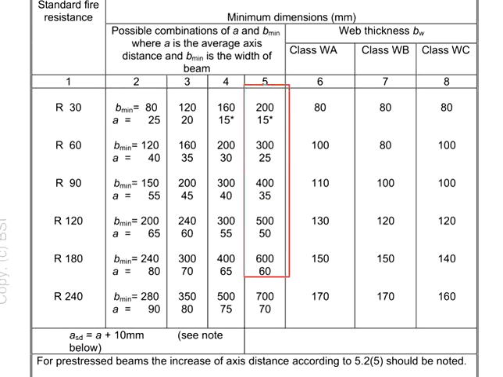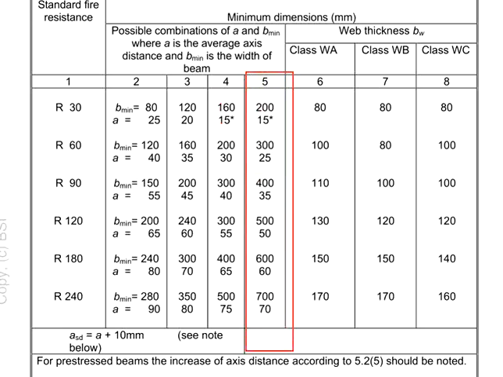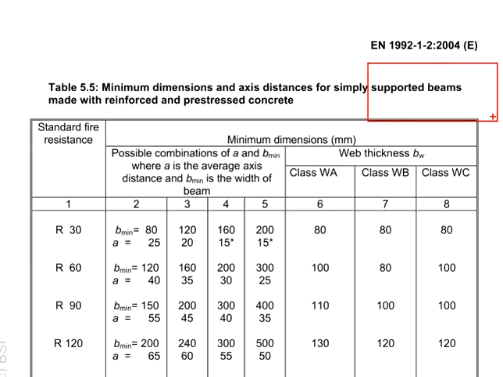As for the column 5 here, asd will be taken as equal to a, as indicated here. The formula here is only valid for column 2 to 4. As for the fifth column here, that will be the axis distance that you're going to use in the simply supported beam.